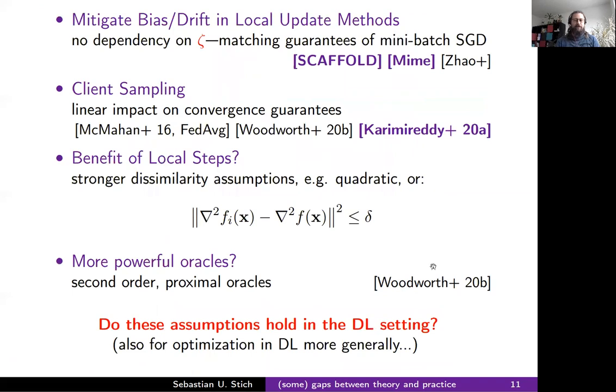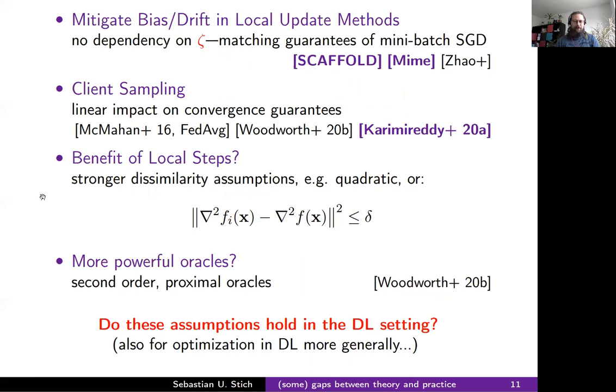So just to give a brief overview, there is a class of algorithms that can mitigate this effect of this bias or this drift. And they basically can now match the convergence guarantees of mini-batch SGD, or in some cases also be better. What I've not mentioned in this talk, of course, is the other aspect, client sampling. We don't want to talk to all the clients every round, so we just sample a subset of these clients.